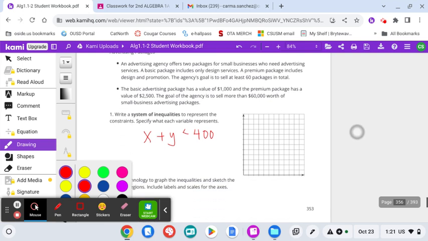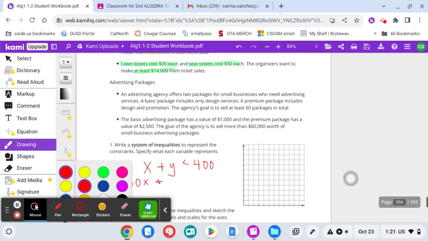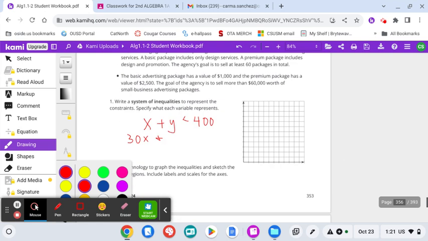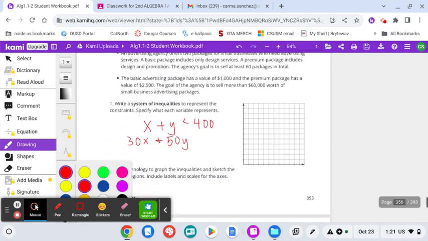And then the lawn tickets are $30 each, and $50 for seat tickets. We need to make at least $14,000.